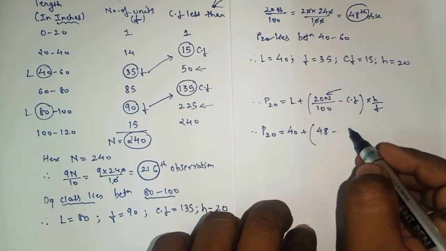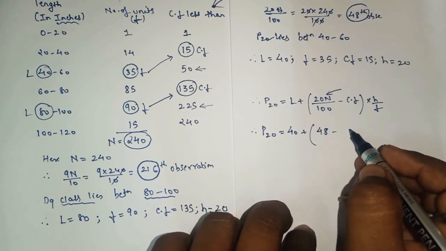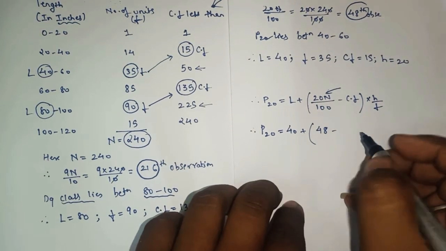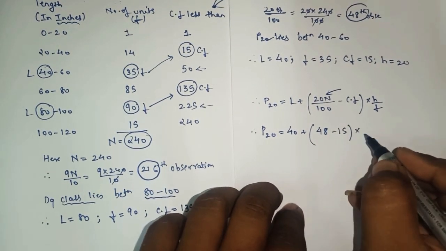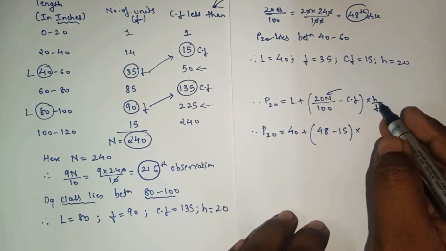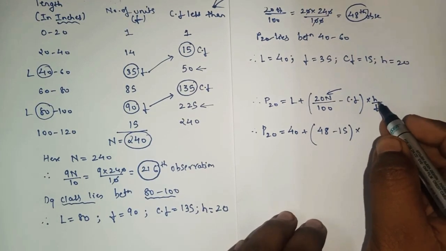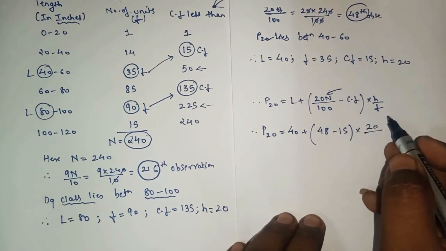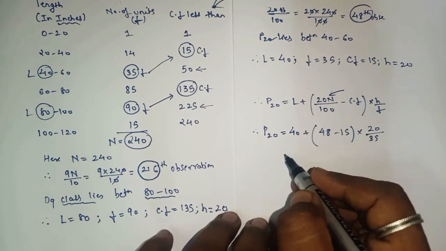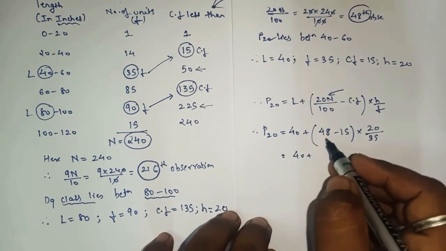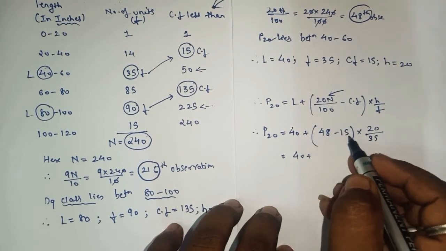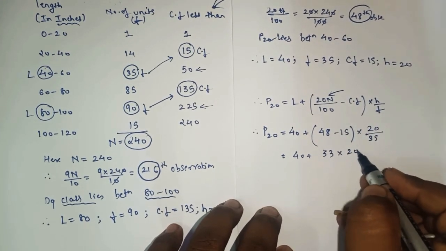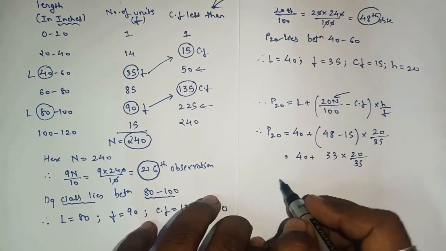And here CF is what? CF is 15, into H. H is 20, F is 35. So this 40 will be same. 48 minus 15, so here you will get 33 into 20 upon 35.